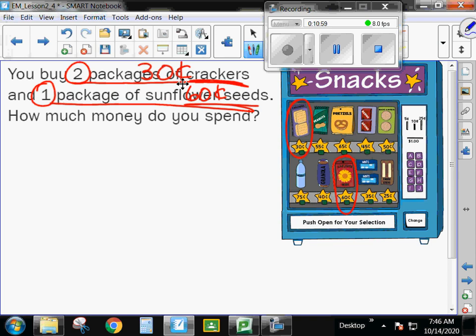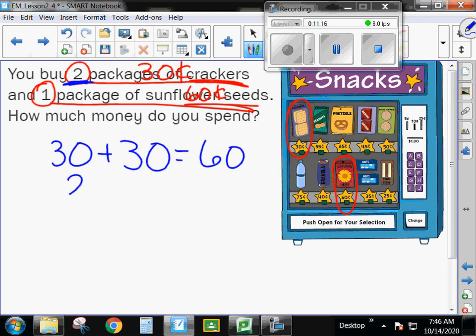Okay, now this one kind of takes two steps to figure out because first you had to figure out what two packages of crackers would be. You know what one package of crackers would be, but you had to do two packages. So you could either do 30 plus 30, which equals 60, or you could have said two groups of 30, and that might seem like a really big multiplication problem, but remember, when we're multiplying by two, all we have to do is take that other number and double it. So it's the same thing as saying 30 plus 30. So those two packages of crackers equal 60 cents.